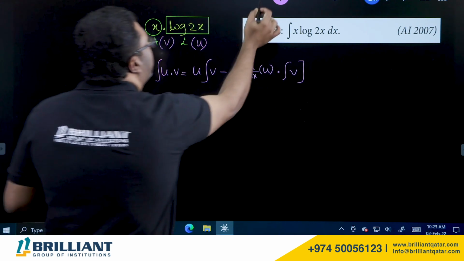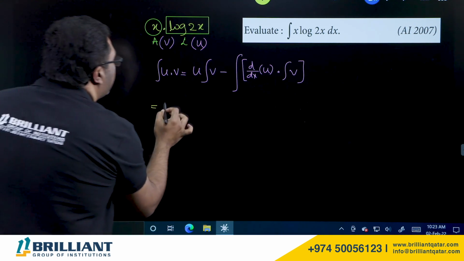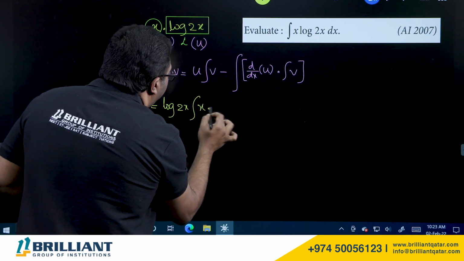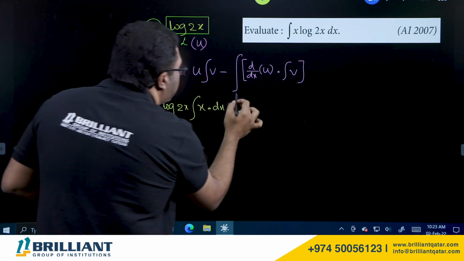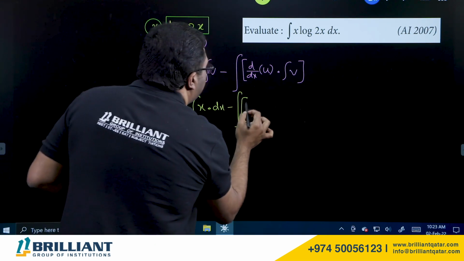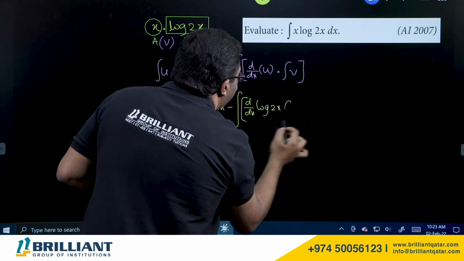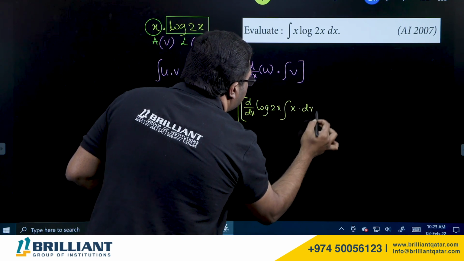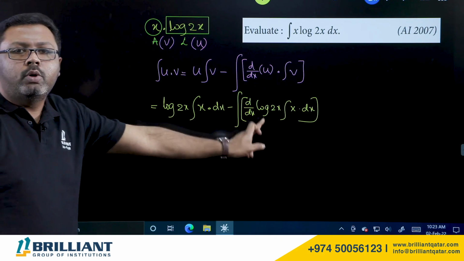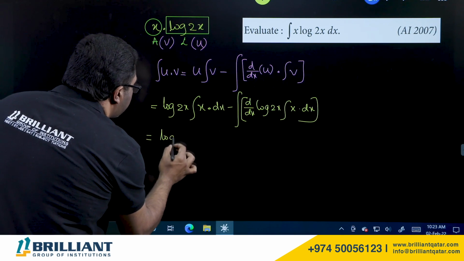Let's apply it now. So this is equal to, what is u? u is log 2x multiplied with the integral of x dx minus the whole integral of the derivative of u, the derivative of log 2x multiplied with the integral of x dx. And I'm telling you once again, you should be careful with the second part. You should be careful with the second part. Okay, so that is equal to log 2x.